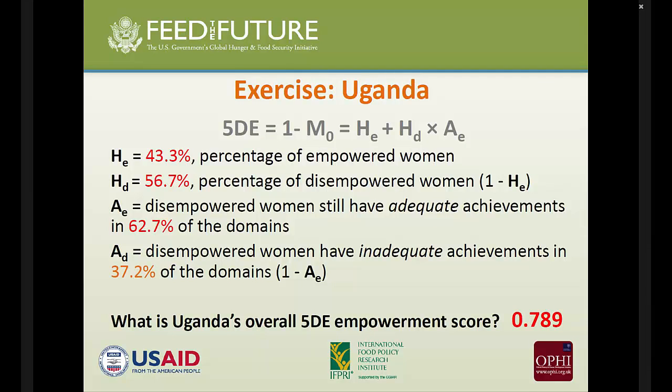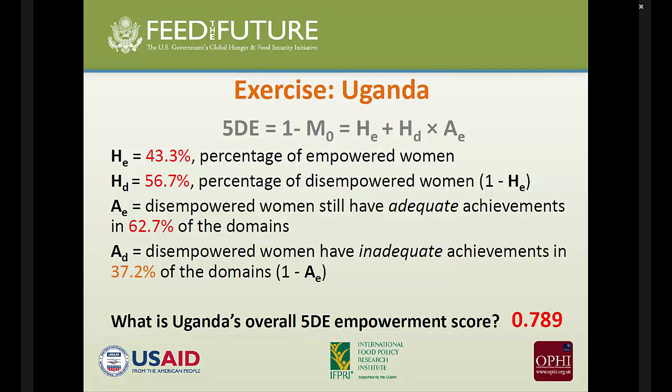Now, the actually simpler way to calculate is to use M0. The reason we have to go through all of this is because we want to present it in empowerment terms. So we put how many are empowered, HE, plus among the rest of the people who are not empowered, in how many dimensions are they still empowered? That's HD times AE. So they still have adequate achievements in this proportion of the domains. So this formula is reflecting the empowerment part.